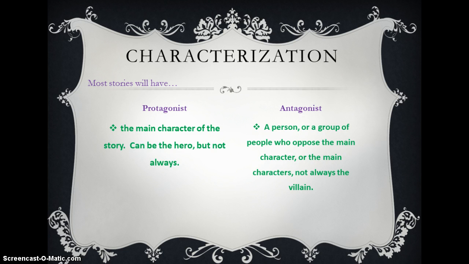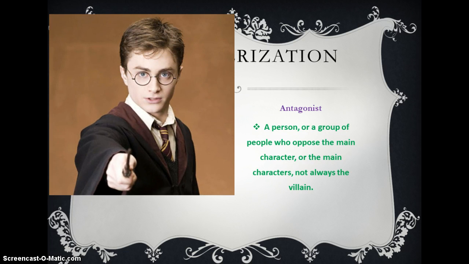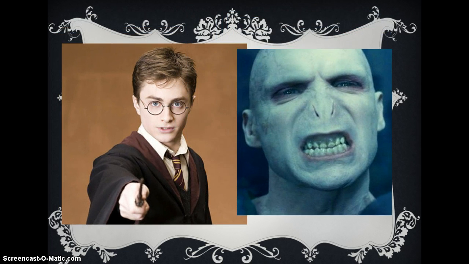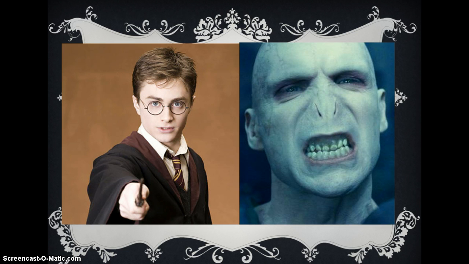So, characterization usually has a protagonist and an antagonist. If we think of it looking at the beginning letters, pro is positive. It's usually the hero. When we look at antagonist, that's part of an antonym that we know is opposite of something. So here we have Harry Potter and the scary V.